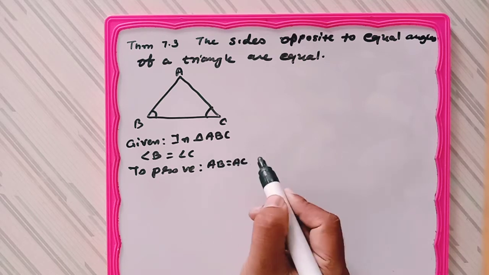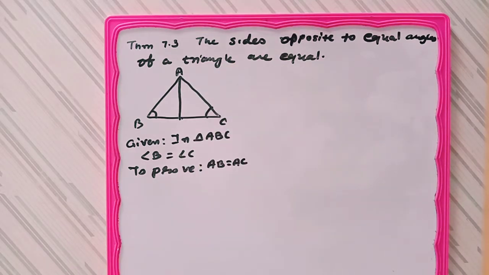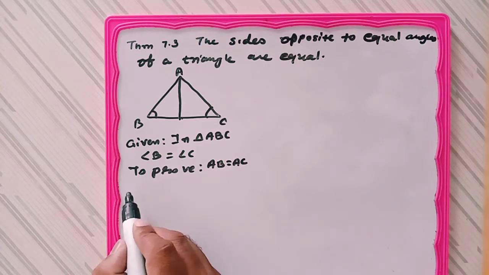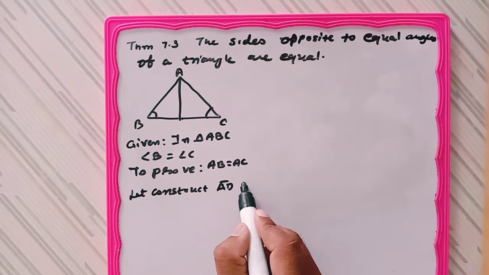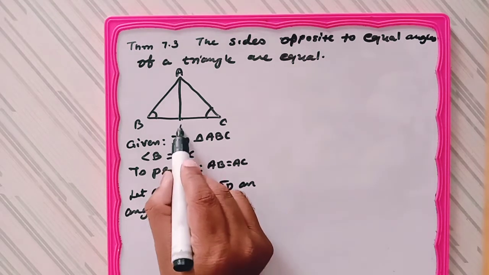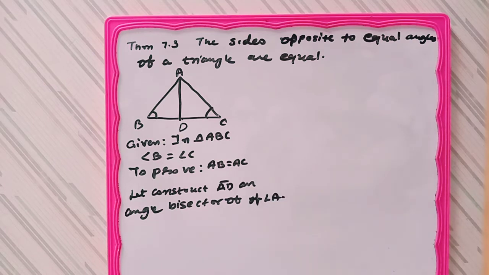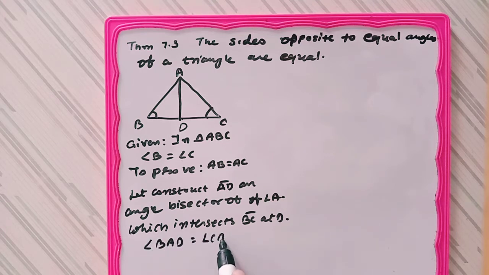AB equals AC. So again we construct the angle bisector of angle A. So let's construct AD, an angle bisector of angle A, which intersects BC at D. And so we have angle BAD equals angle CAD.